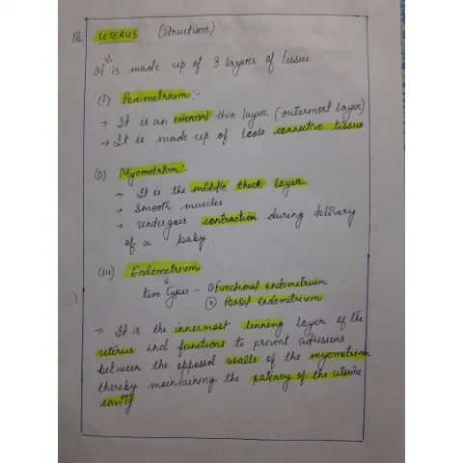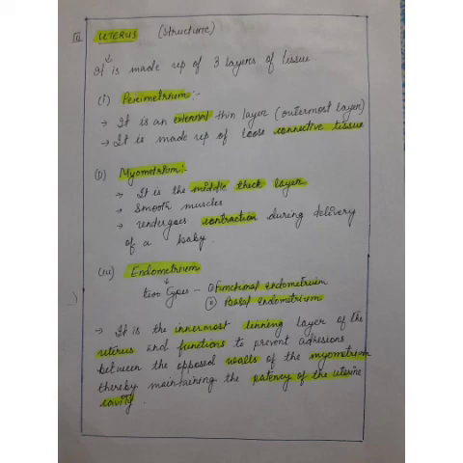Then comes your middle layer, called the myometrium, which is the middle thick layer. It is made up of smooth muscles. It undergoes contraction during delivery of a baby. It undergoes contraction and relaxation because of the presence of smooth muscles. They are flexible. Then is the endometrium.